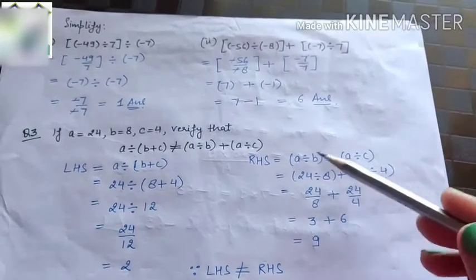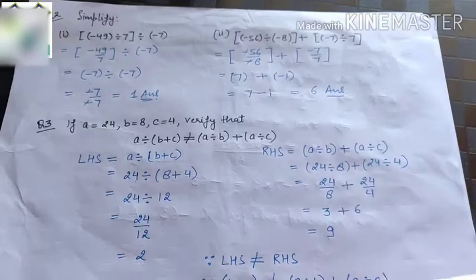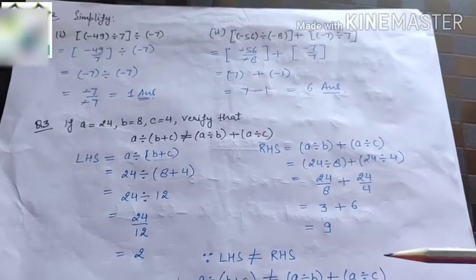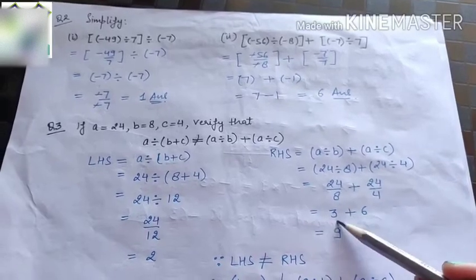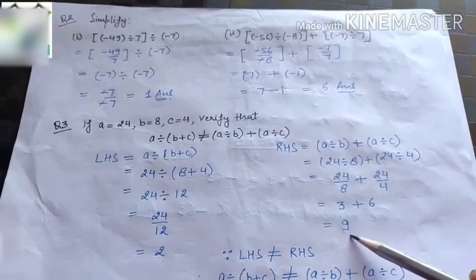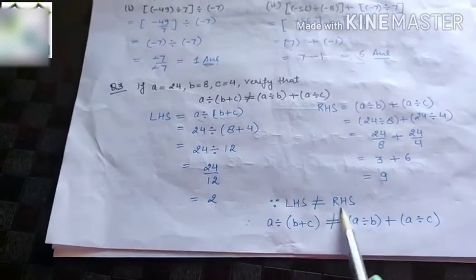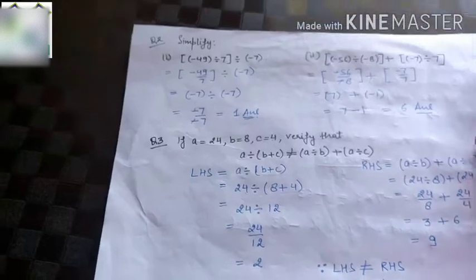Now this side, A divided by B plus A divided by C. By putting the values, 24 divided by 8, 24 divided by 4. Now 8 3s are 24, 4 6s are 24, 3 plus 6 is 9. Both are not equal. LHS and RHS are not equal, so that is verified.